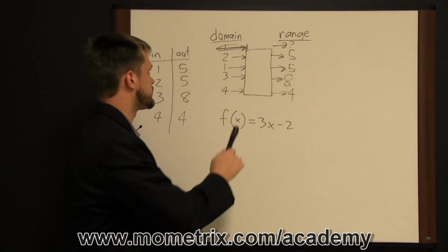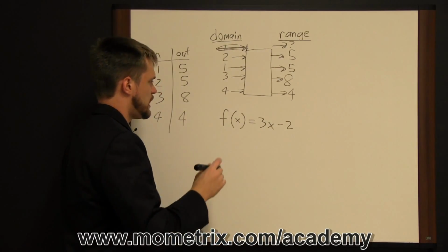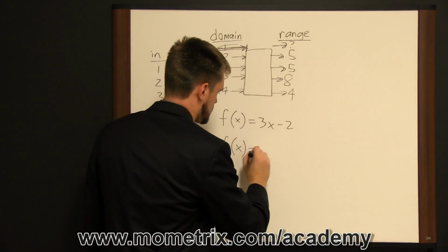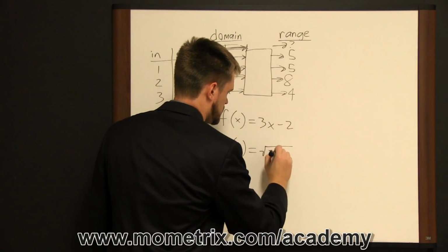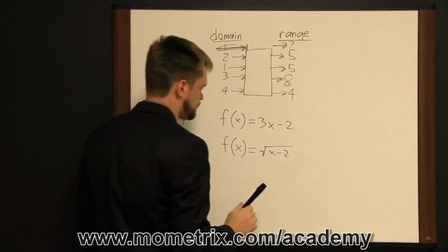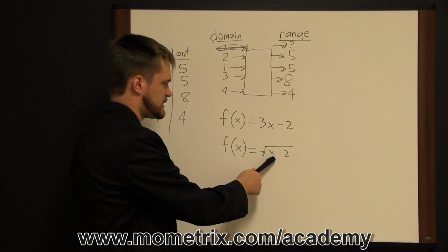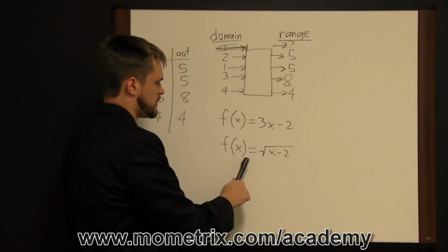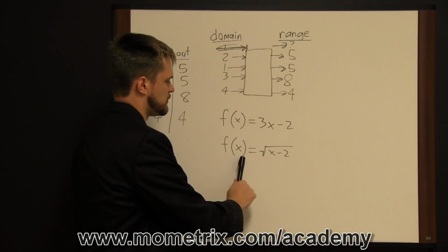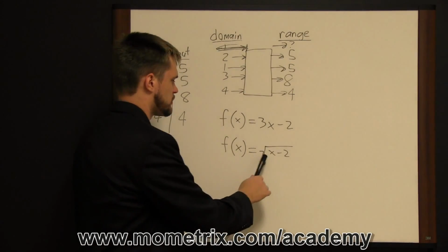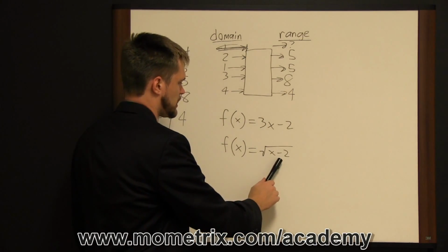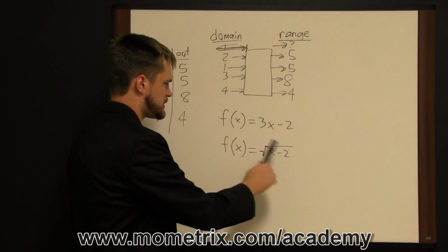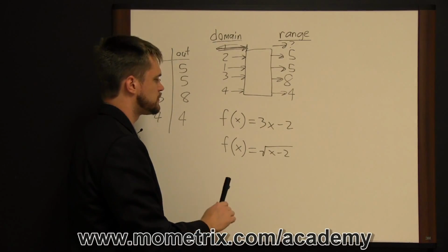Just to give you a couple of examples with limited domains and ranges. For instance, if we have the function f of x equals the square root of x minus 2, if x is less than 2, we have the square root of a negative number here. And that won't give us a real value for f of x. And so the domain for this function is going to be all real numbers 2 or greater. And that's the set of numbers that will give us a valid output.